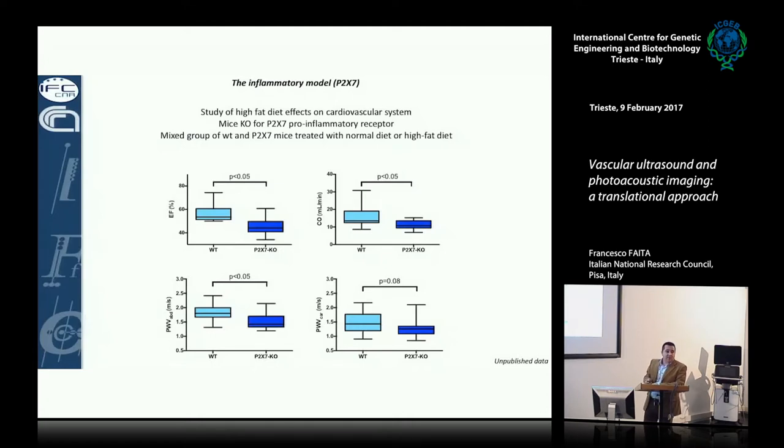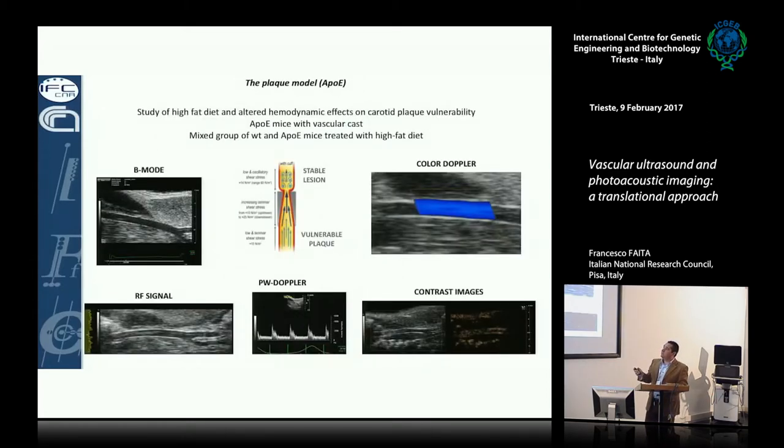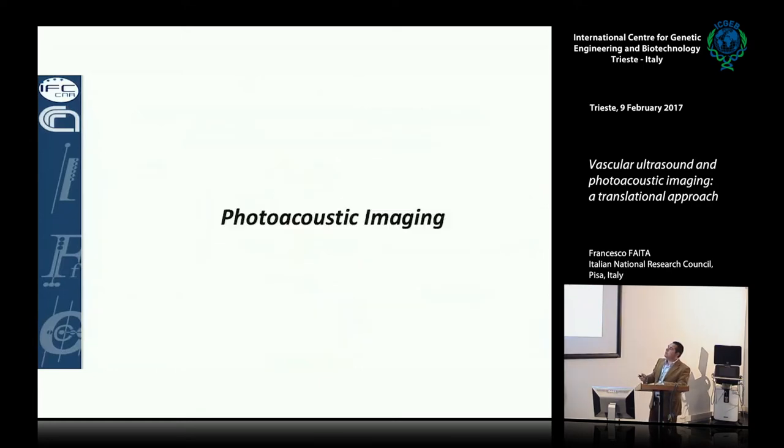And the interesting finding of this model was that in these genetically modified animals, we found an improved vascular function, which can be explained by the lower level of inflammation in these animals, but together with worse cardiac performance, which can be explained, but we are working on this, by a cardiac mitochondrial dysfunction. This model will be discussed by Nicole later with her presentation.